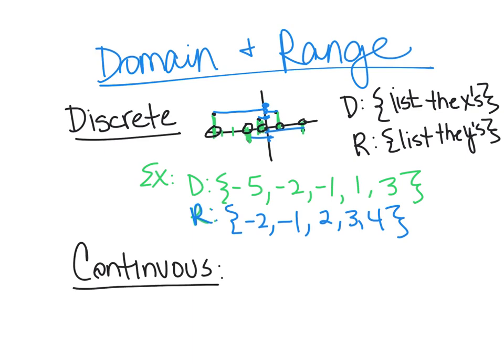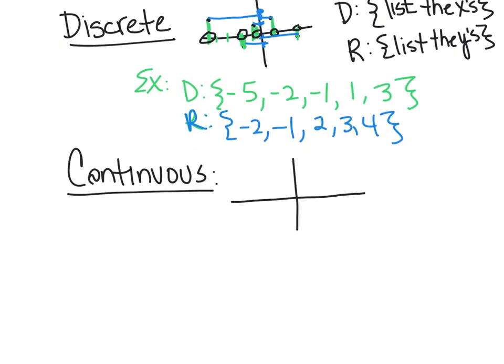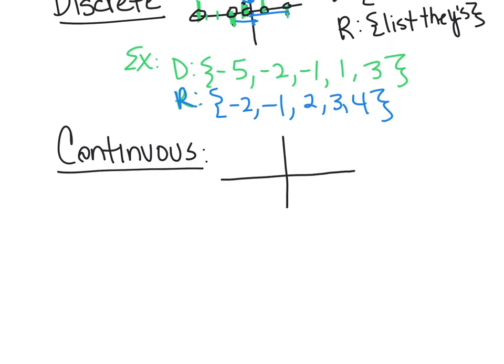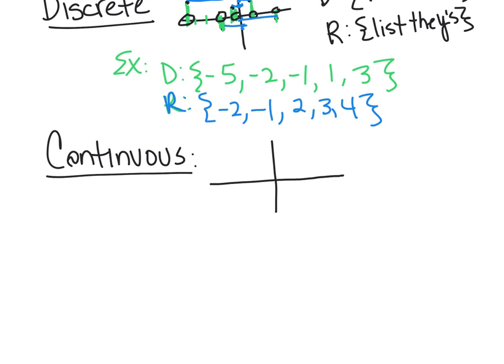So then we have continuous functions. These are the ones that are connected. So it doesn't matter how many, there's infinitely many points on there. Let me move this so you can see it. Okay, so the continuous one might have an open circle here, and maybe it has an arrow here, or it could have a closed circle.